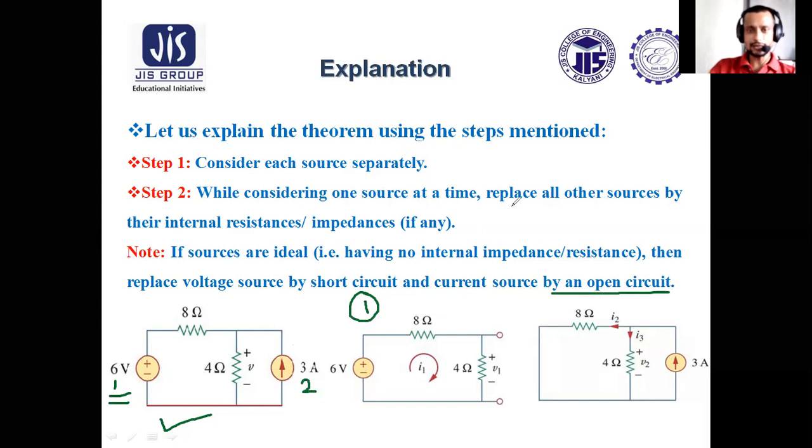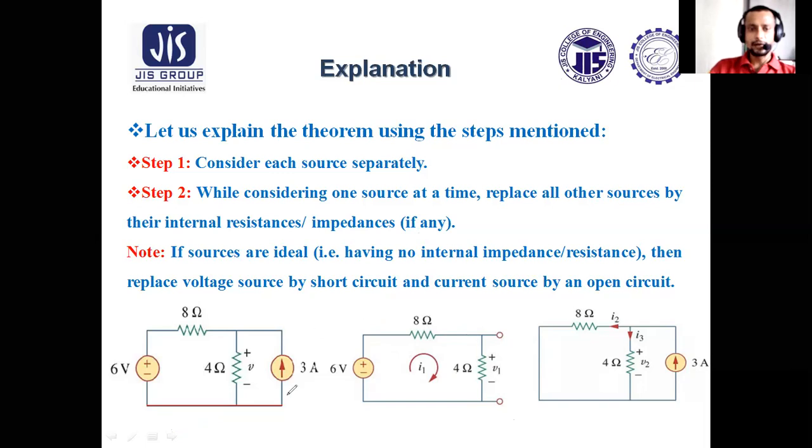While considering one source at a time, replace all the other sources. How to replace the other sources? The current source should be replaced by an open circuit. That is why we have kept these two terminals open. So by considering the first source, we'll find the current through these branches first.